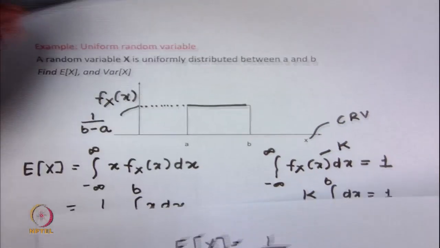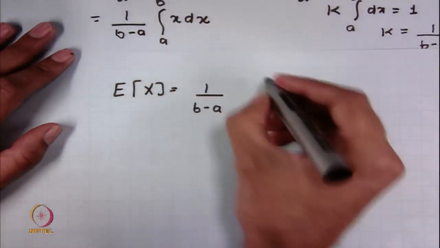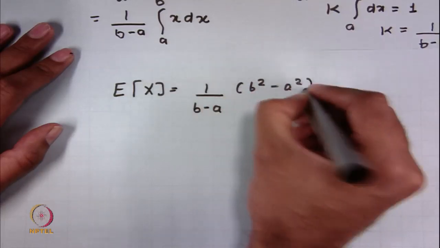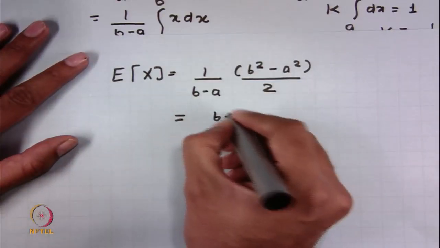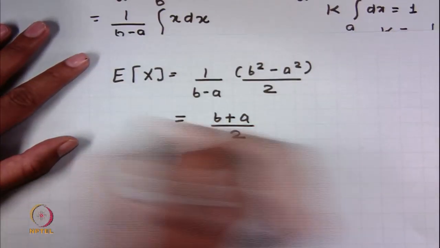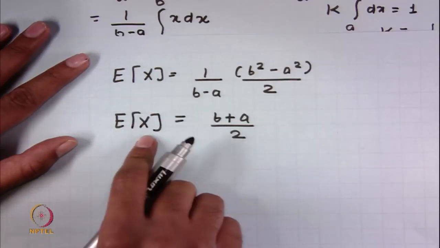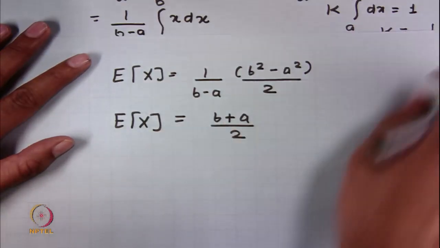So, we had this, and this gets out to of the form b square minus a square by 2, and from this we get b plus a by 2. So, expected value of a uniformly distributed random variable, we have obtained it as a plus b by 2.